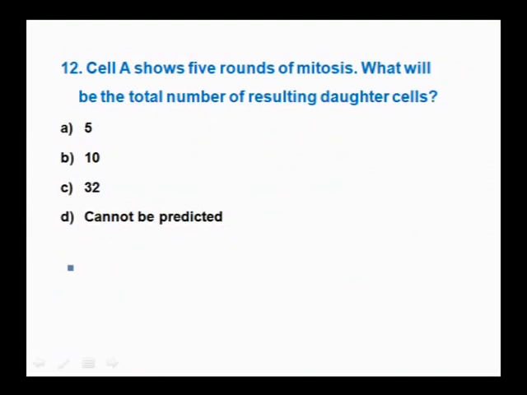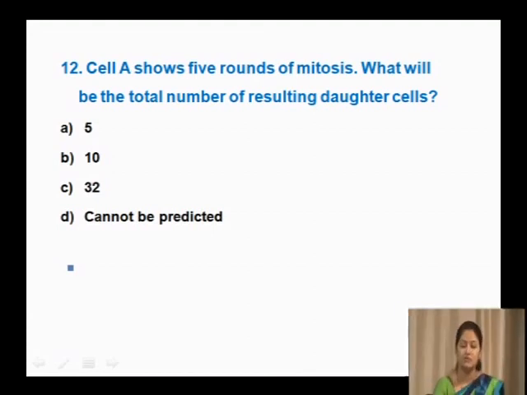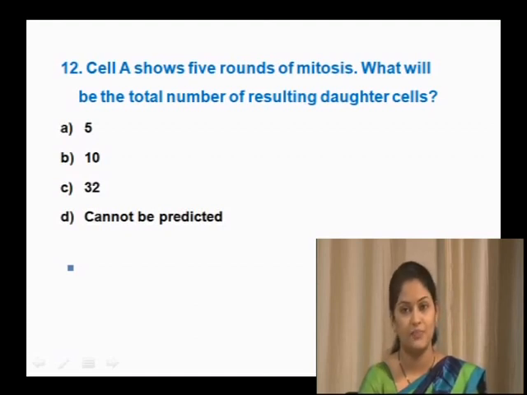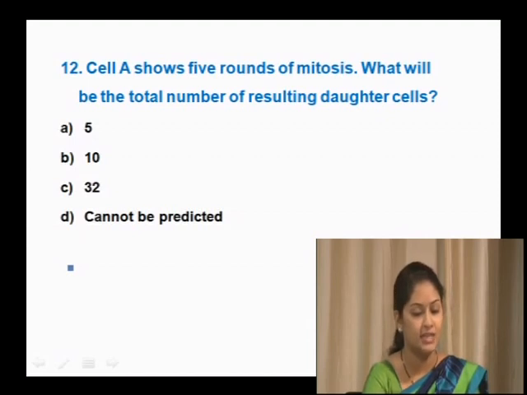Next one: cell A shows 5 rounds of mitosis, what will be the total number of resulting daughter cells? So the question reads like this: mitosis has occurred in cell A in 5 rounds, that is, 5 times, and now you have to predict the total number of cells that have accumulated at the end of 5 rounds of mitosis. So let us identify the options here. Option A says 5, B 10, C 32, D cannot be predicted.